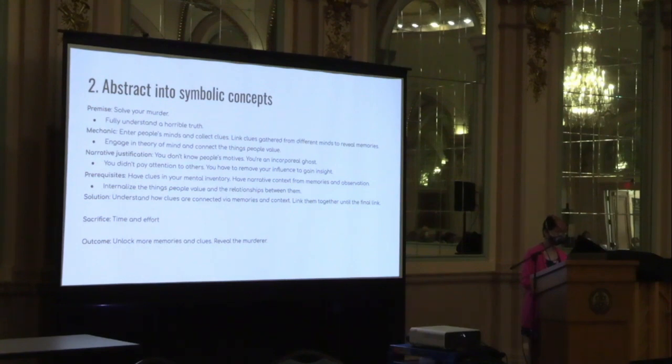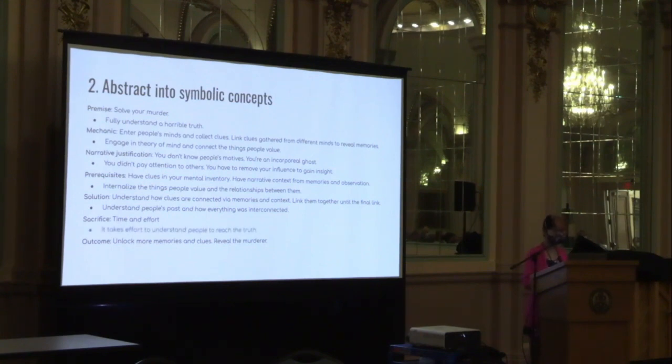And collecting clues in your mind is literally internalizing what people care about. You have to pay close attention to the past to see how things connect. To be allowed to make the final link, you need to get most memories and clues. In other words, fully internalize all aspects of people's pasts and the things they value, and understand all the relationships they're in to see initial clues in a new light.